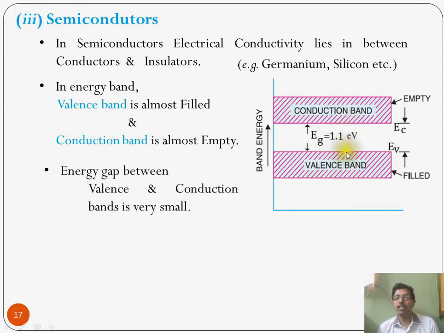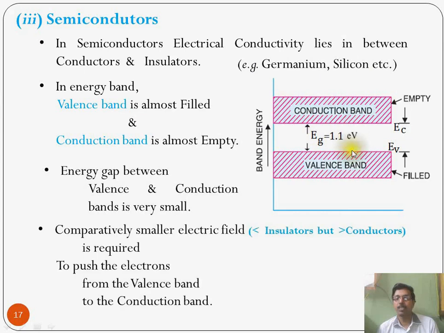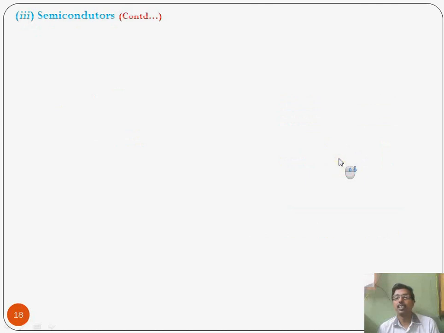Since the energy gap between the conduction and valence band is very small, we need only a very small electric field. The electric field applied to semiconductors is greater than that for conductors, but less than that for insulators. When this smaller electric field is applied, it pushes the valence electrons from the valence band to the conduction band, making them free electrons, so that they constitute a current.